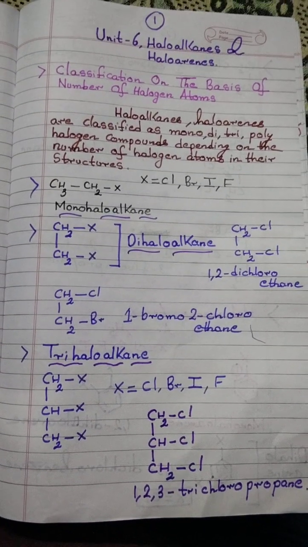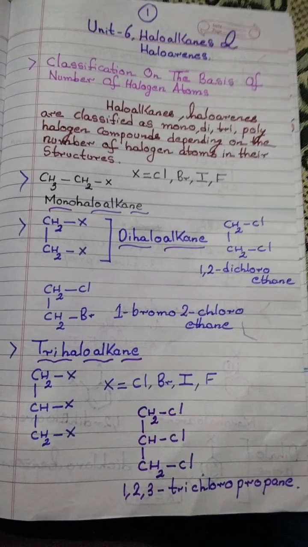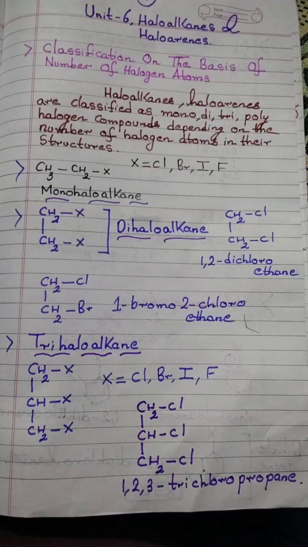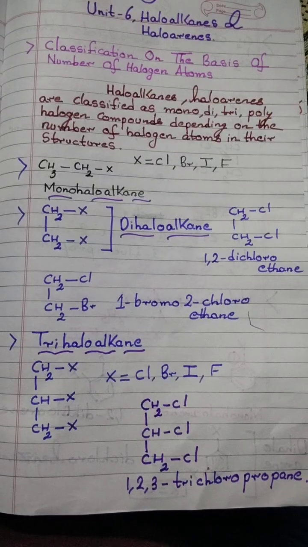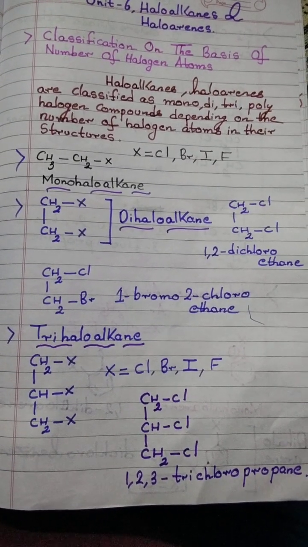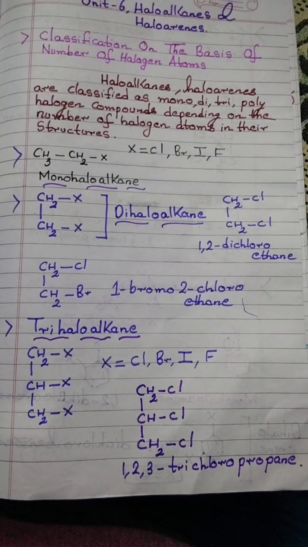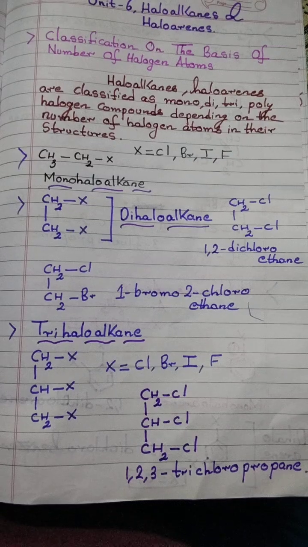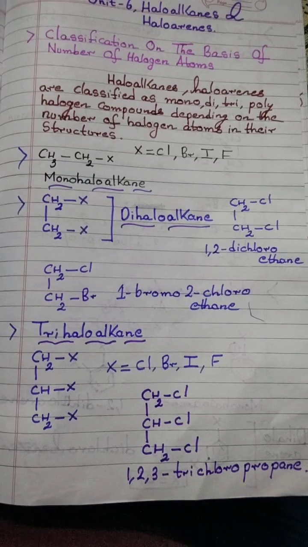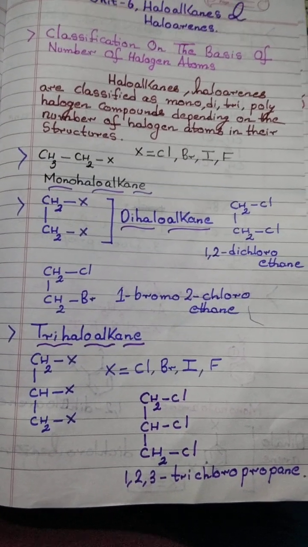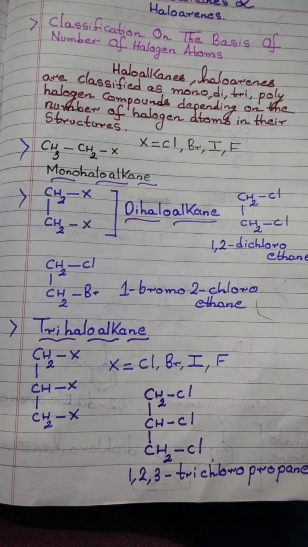This time, the post on Unit number 6, CBSE Class 12, Introduction content. Classification on the basis of number of halogen atoms. Haloalkanes or haloarenes are classified as mono, di, tri, polyhalogen compounds depending on the number of halogen atoms in their structures. For example, if it is a monohaloalkane, there will be only one halogen atom bonded to an alkyl group. If it is a dihaloalkane, listen to me, there will be two halogen atoms bonded to two different carbon atoms.